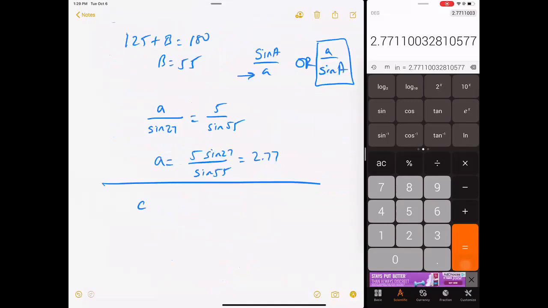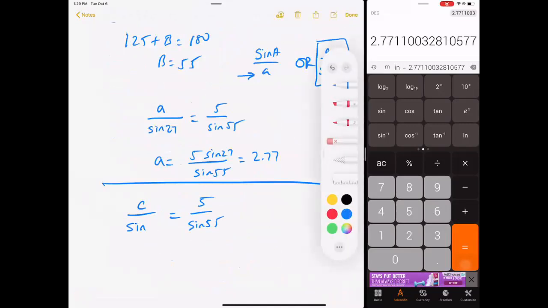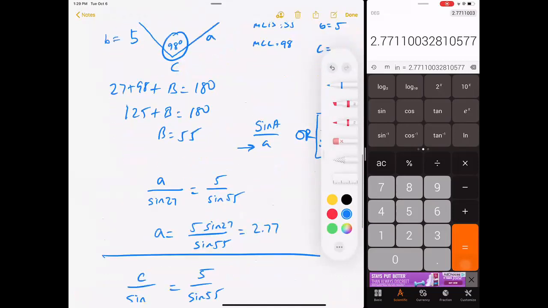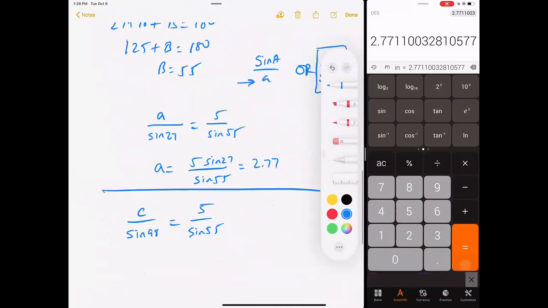We write C over sine C is equal to 5 over sine 55. Well, we know what C is, right? We know what angle C is. So just fill that out. That's going to be angle 98. And then C is equal to 5 sine of 98 over sine of 55.